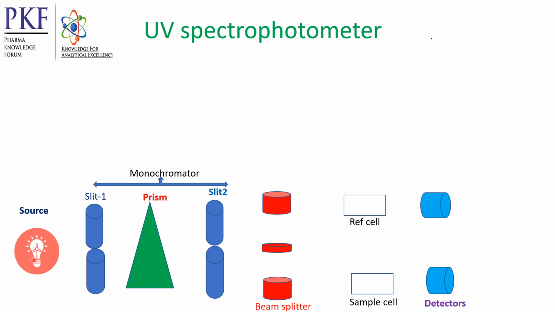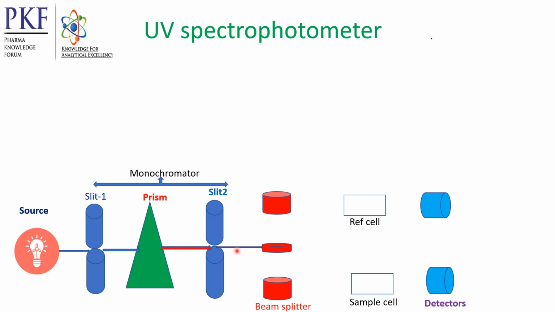The function of the light source is to create light of various wavelengths. Then light approaches slit 1. The function of slit 1 is to ensure all light travels in a parallel pathway. Then light approaches the prism. The function of the prism is to split light into its wavelength components. Then light approaches slit 2. The function of slit 2 is to ensure that light of only the selected wavelength passes through it.